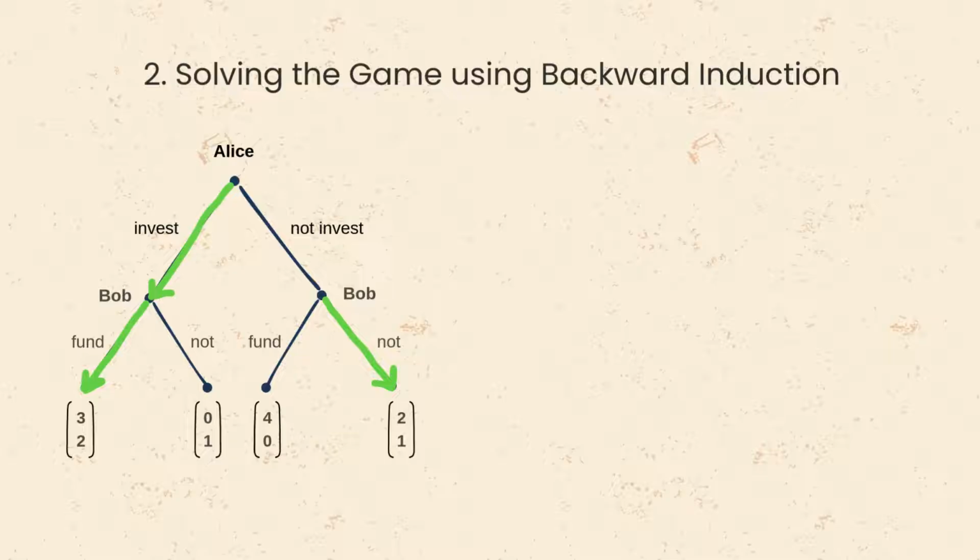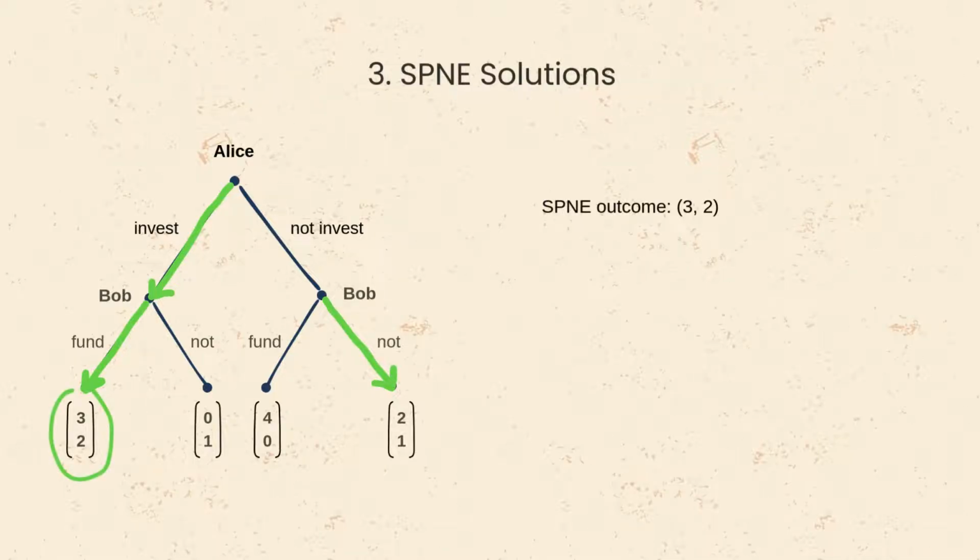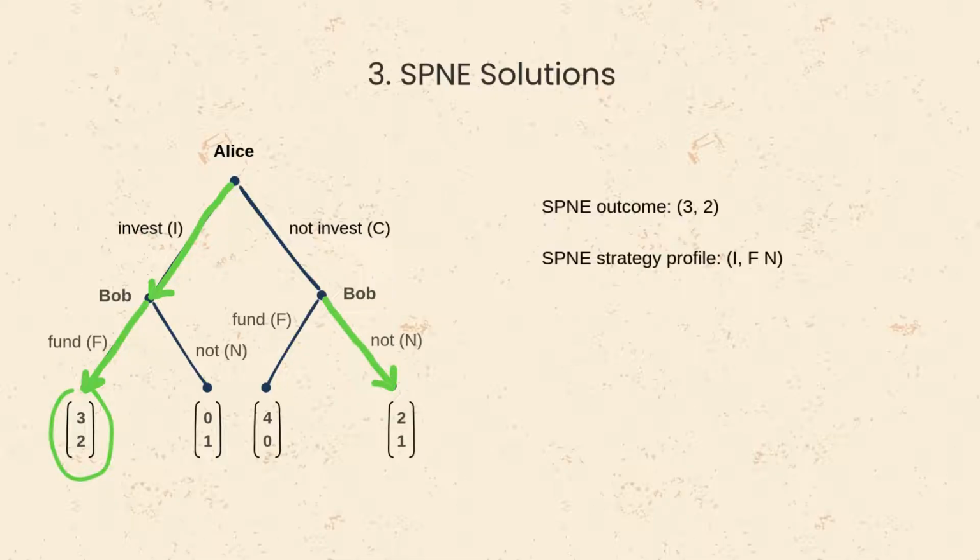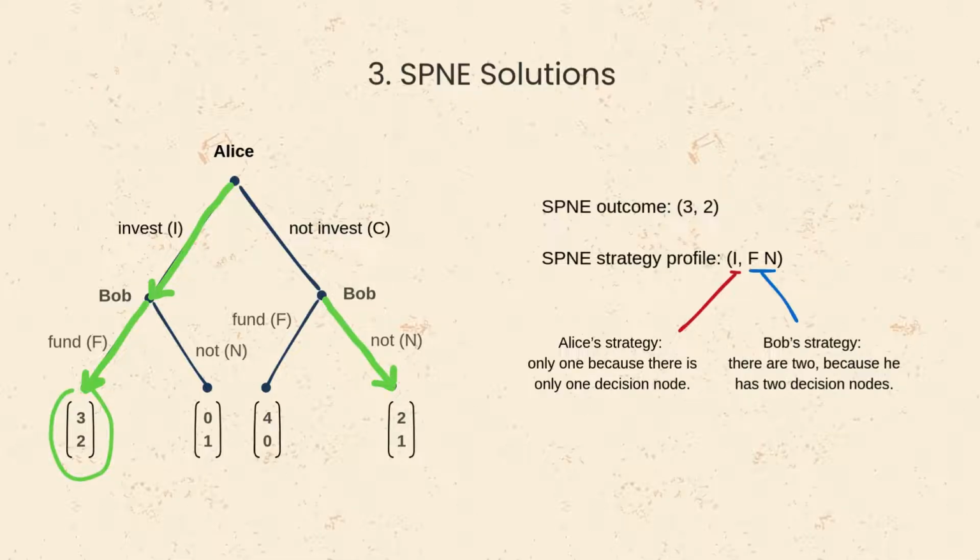Now to find the subgame perfect Nash equilibrium, we just follow the arrow from the initial node to the end terminal node. And this is our subgame perfect Nash equilibrium outcome. And the strategy profile that leads to this subgame perfect Nash equilibrium is I-F-N. There is one strategy for Alice and two for Bob, respective to the number of the decision nodes they have.